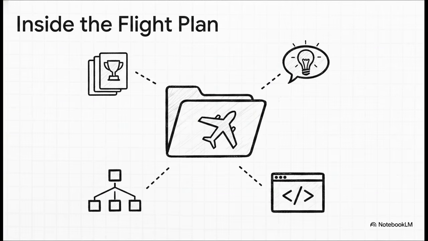So what's actually in this flight plan? Well, it's way more than just a list of files. We're talking a ranked list of the most relevant files, the reasoning for why each file was included, a map of all the key dependencies and relationships, and even important code snippets to give it that initial context. It's a genuinely intelligent starting point.